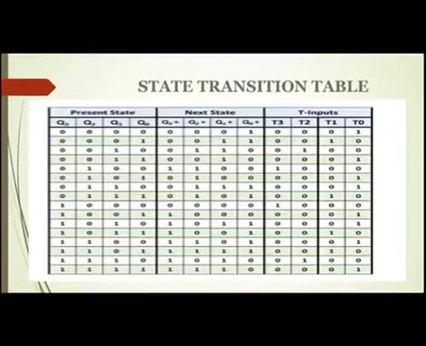This is the state transition table. The present state is Q3, Q2, Q1, Q0. Q3, Q2, Q1, Q0 are the outputs of the flip-flops T3, T2, T1 and T0 respectively. And the next state is denoted by the plus sign: Q3 plus, Q2 plus, Q1 plus, Q0 plus, and accordingly the T inputs will be given.